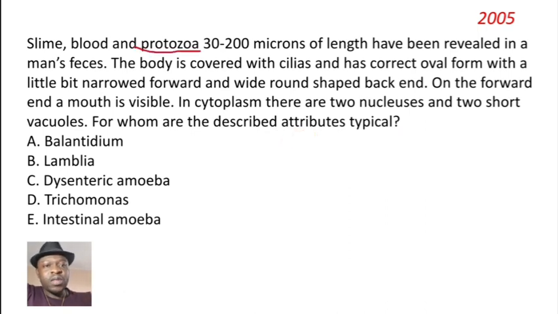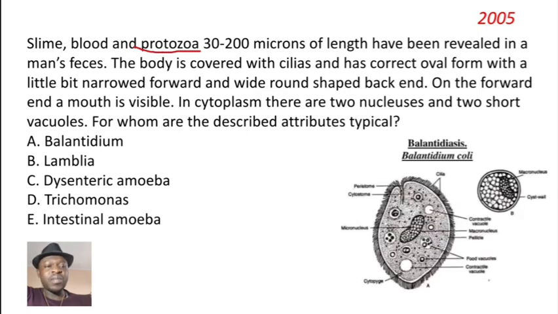Right. So what are the keywords here? This one is a protozoa, right? There is one protozoa which has cilia. That protozoa is called what? Balantidium coli, right? So you just need to remember. Okay, it looks like this. This one is the trophozoite.